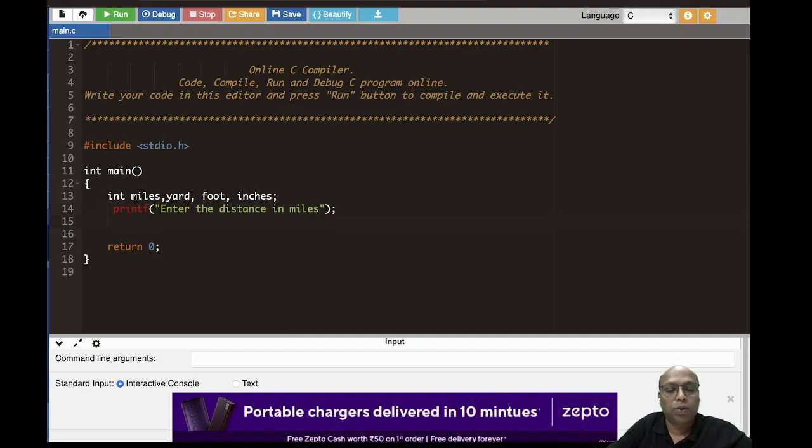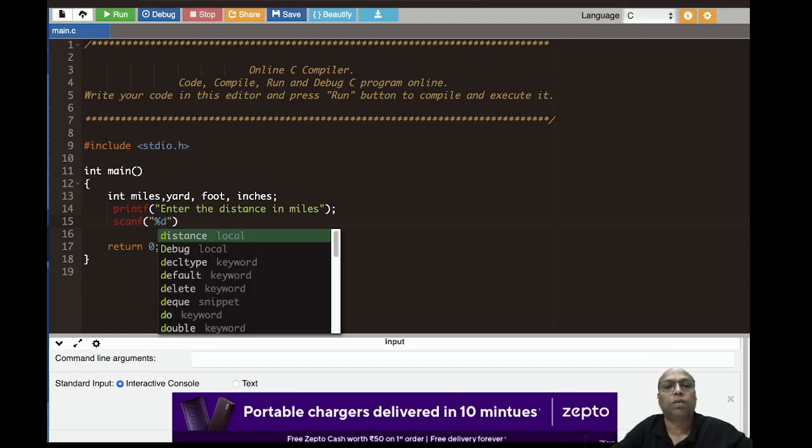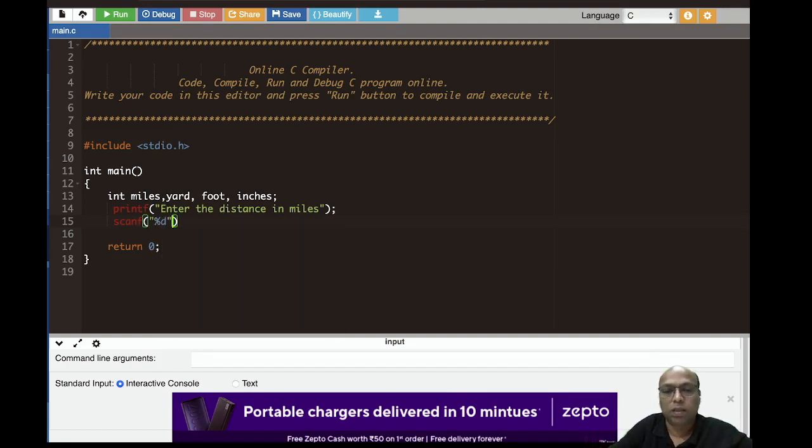So where I'm going to store it, I'm going to scanf percentage D. Why percentage D? Last class we spoke about this, the format specifiers. Okay, and I put miles. I did tell you that I will give you the reason for it later.